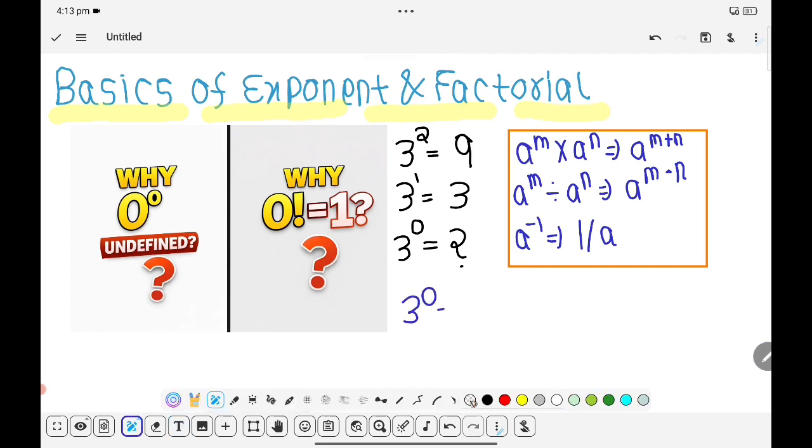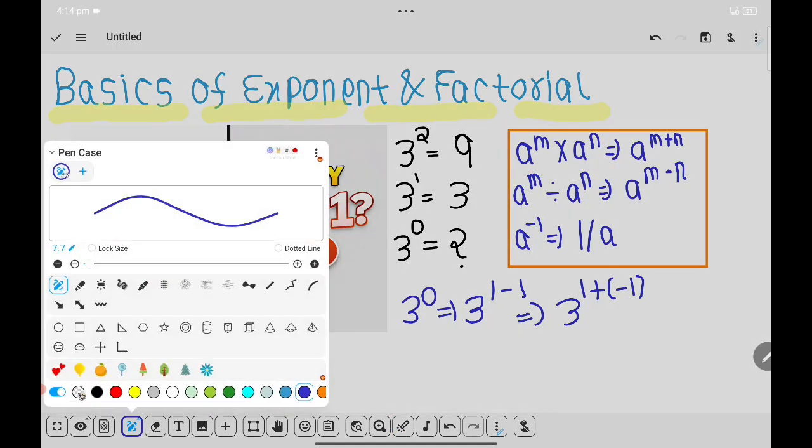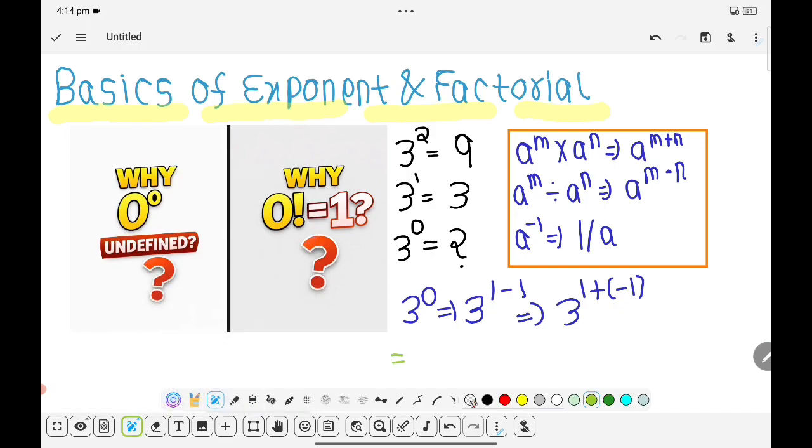3 to the power 0. Can we write 0 is equal to 1 minus 1? Yes, we can. So we write 0 as 1 minus 1. Now can we further write it as 3 to the power 1 plus minus 1? Here there is a plus sign and two different powers, but the base is the same. So can we use this property and write it as a to the power m times a to the power n? Yes, we can. So I do the same here. Now I can write it as 3 to the power 1 into 3 to the power minus 1.